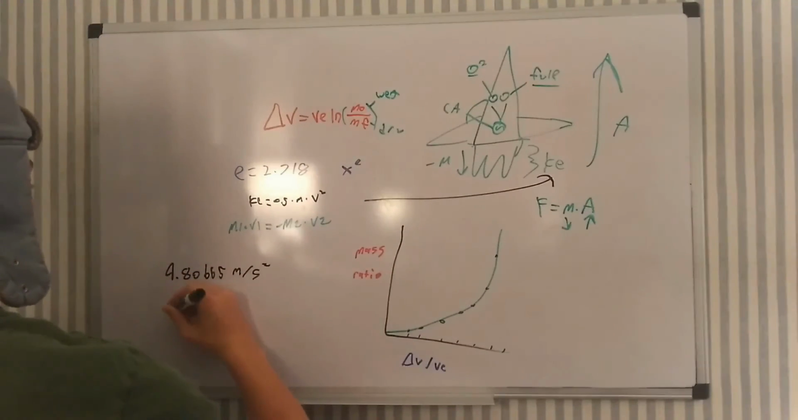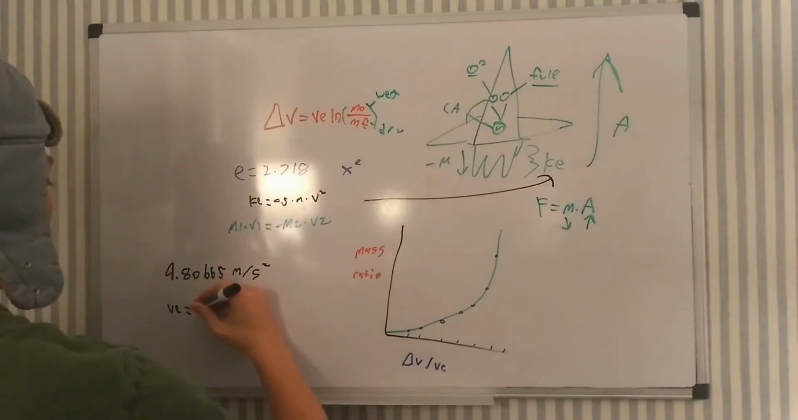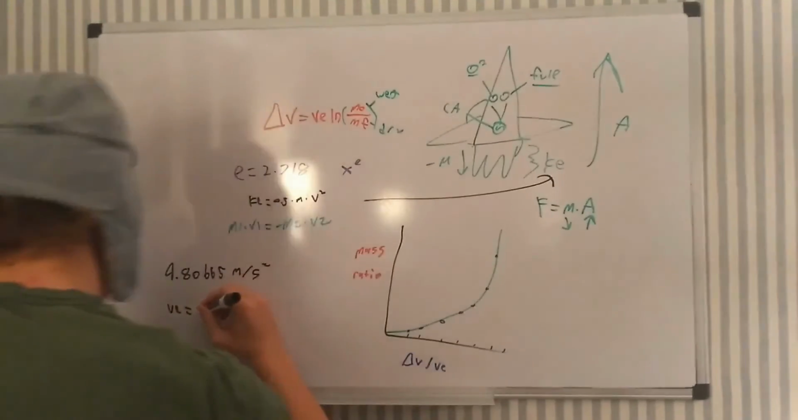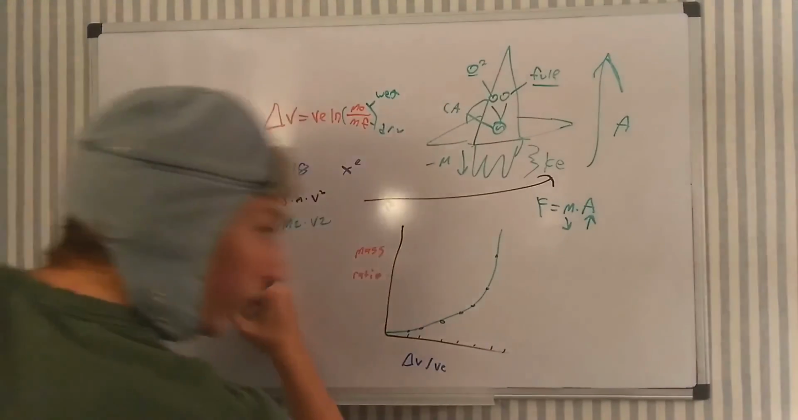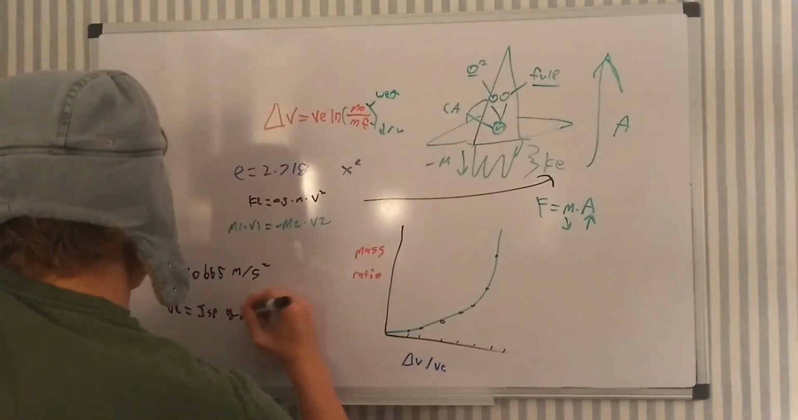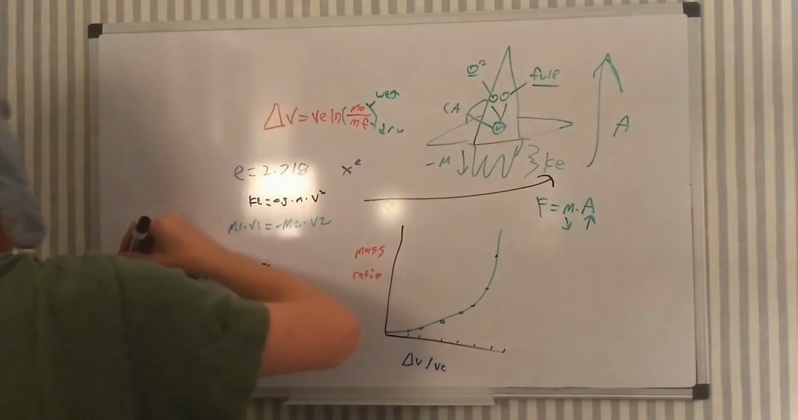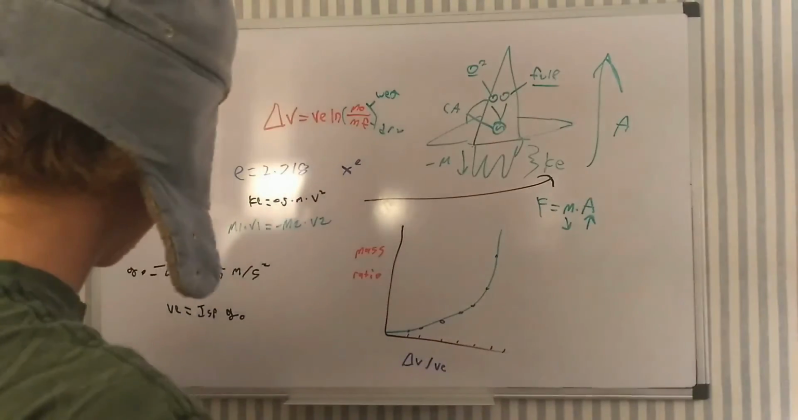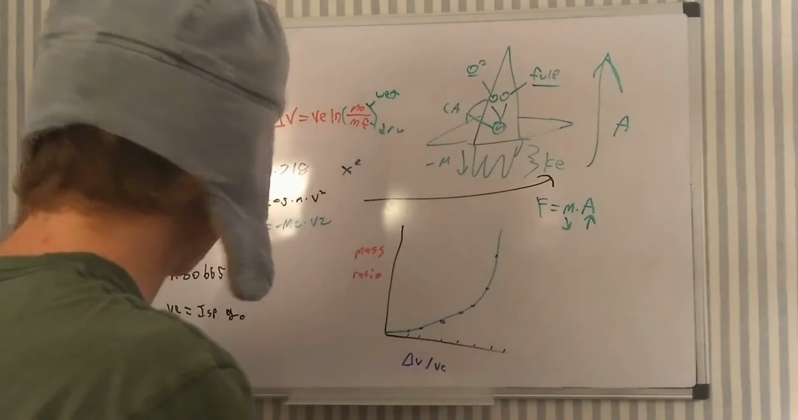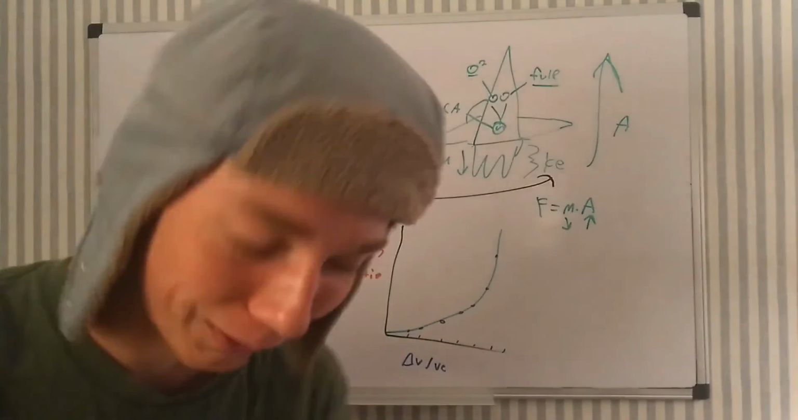So we have that, and basically effective exhaust velocity is equal to, what do we have here? Specific impulse, and that is multiplied by the standard gravity. Okay, now you should be able to solve the rocket equation.